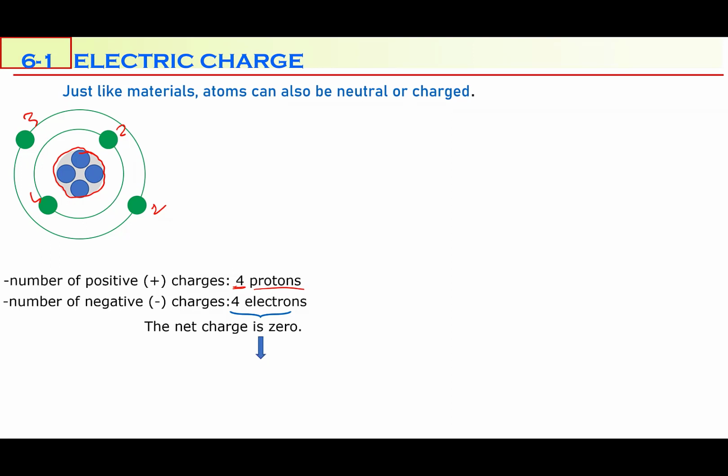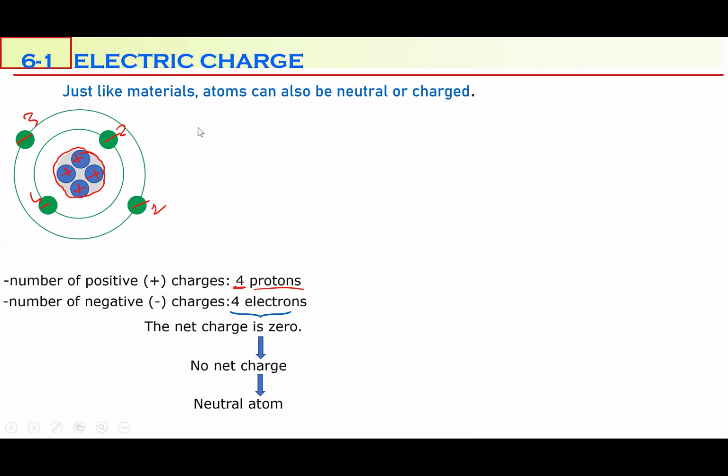Even if there are charges, yes, there are charges: positive charges are inside the nucleus, negative charges are around the nucleus. However, their numbers are equal, which means one positive is cancelled by one negative. Another positive is cancelled by another negative. This positive is cancelled by that negative. Another positive is cancelled by another negative. If the number of protons and electrons are equal, they cancel the effect of one another. That's why we say that the net charge in this atom is 0, and there is no net charge on the atom. This atom is called a neutral atom.